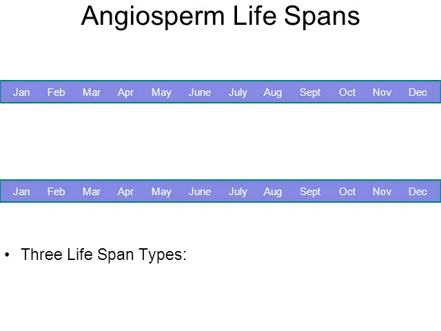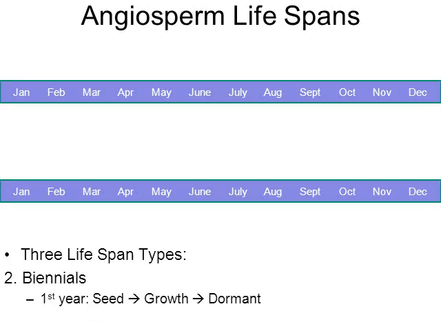The other pattern that we have is a two-year pattern. These are called biennials. Do not mix up biennial with biannual. If an event is biannual, that means it happens twice in 1 year. But in this case, biennials means that they live for 2 years.